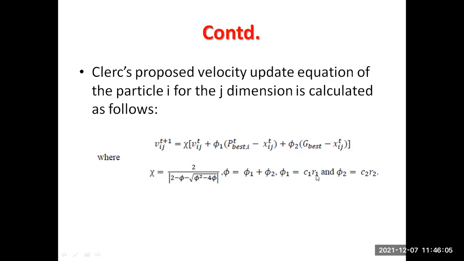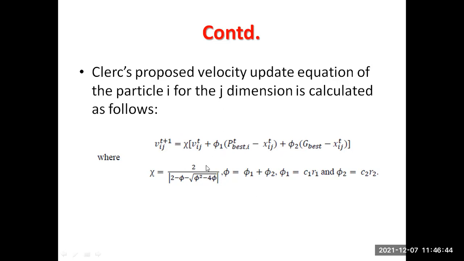That is equal to C1 into R1, and phi2 is C2 into R2. So C1 is 2.05 and R1 is a random number. C2 is again 2.05, R2 is a random number. And this is P-best minus Xijt plus phi2 into G-best minus Xij. What is personal best and what is group best, we have discussed previously. Every particle will try to achieve its own personal best, and what is the group best of all the particles. Now, along with this, in this particular constriction factor approach, this lambda factor is introduced.